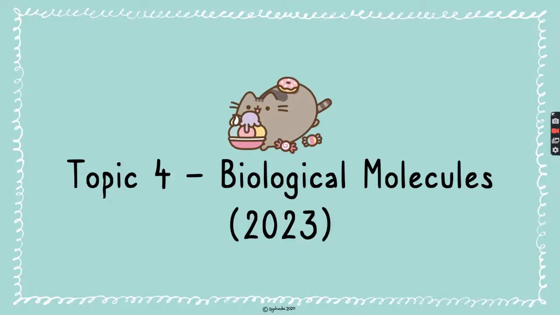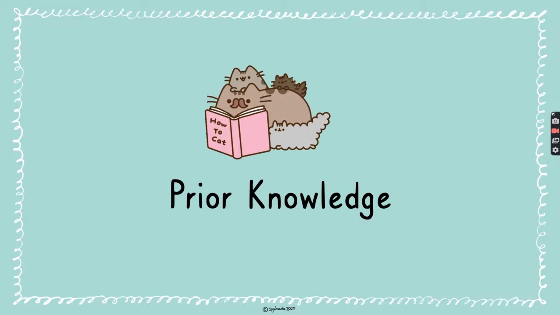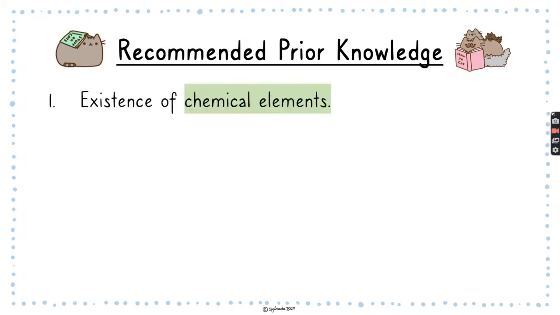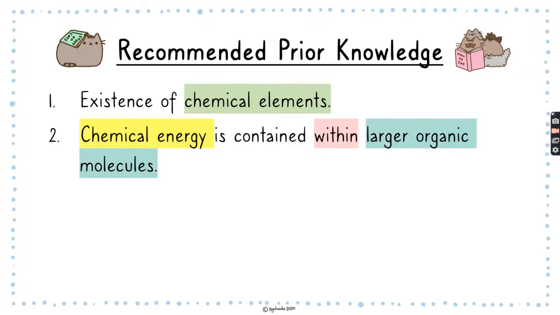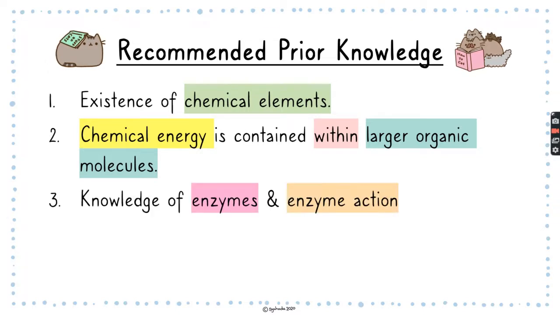Today we are covering topic 4, biological molecules. Before we start, let's check our prior knowledge first. Before, we should already have learned in year 7 and year 8 about the existence of chemical elements, and that chemical energy is contained within larger organic molecules. If you have learned about chemical energy before, you know that it can be called the stored energy, and it's actually stored in between the bonds when you have molecules that are joined up together.